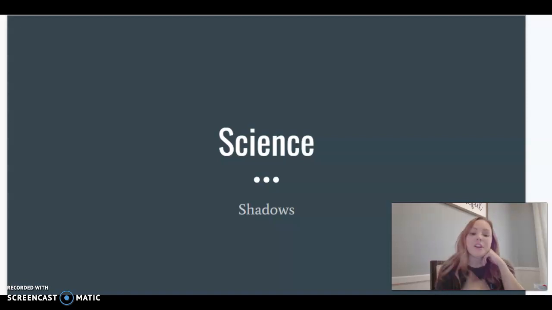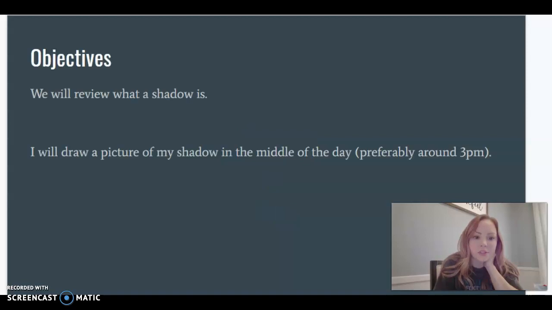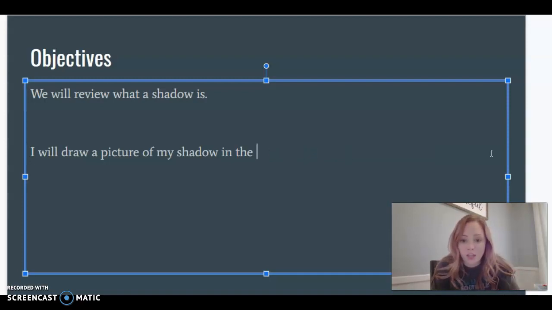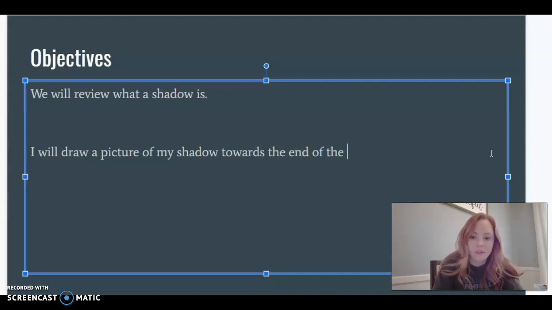My friends, again for your science lesson today, similar to the past few days, we will review what a shadow is, and I will draw a picture of my shadow. But instead of doing it in the middle of the day, this time you are going to draw a picture of your shadow or take a picture of your shadow towards the end of the day.